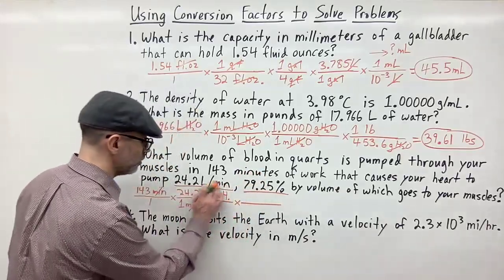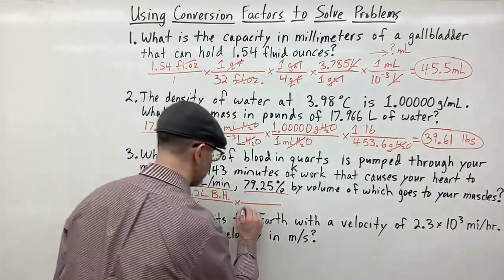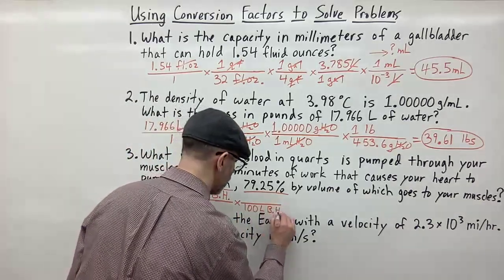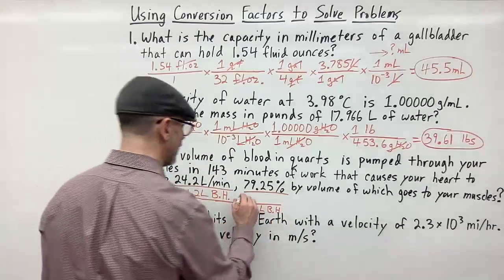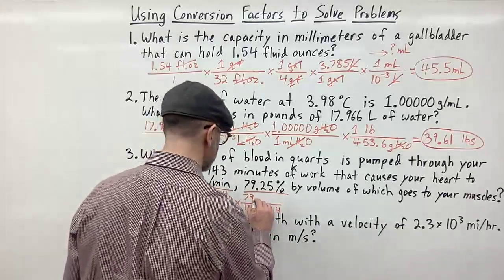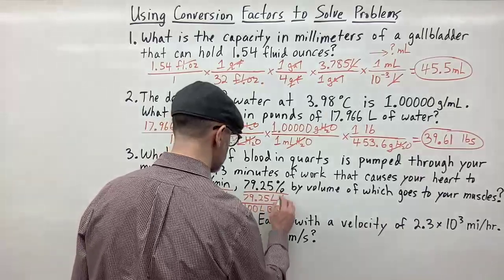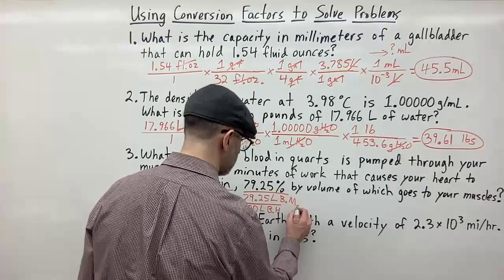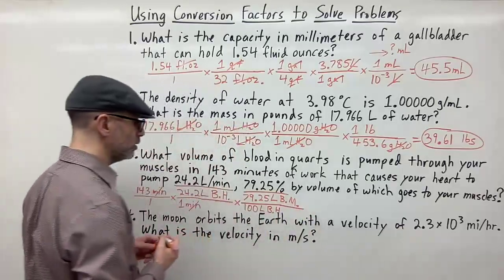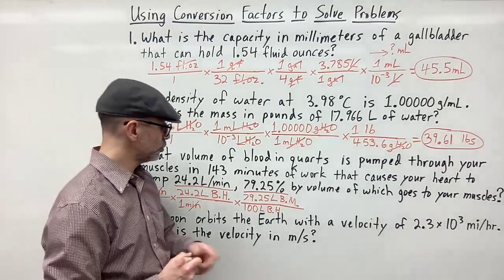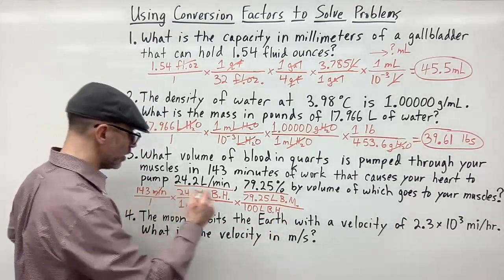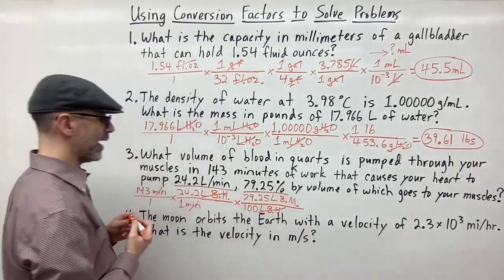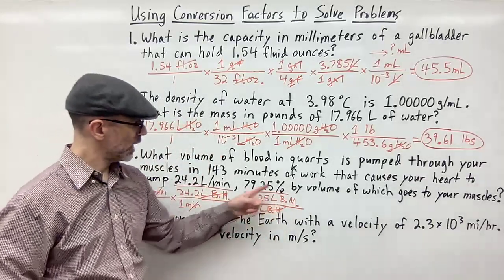So I have liters of blood to the heart on the top. So I'm going to put 100 liters of blood to the heart on the bottom and 79.25 liters of blood to the muscles. I'll say BM for blood to the muscles. So then liters of blood to the heart gets canceled out. And now I have liters of blood to the muscles on top.